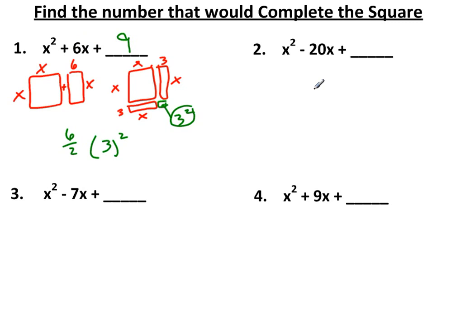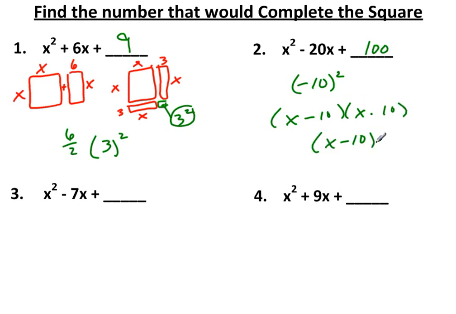So let's look over here. If I take my middle term, negative 20, and cut that in half, I get negative 10. Okay? And if I square that, I get 100. The reason this works is because this will now factor to x minus 10 times x minus 10, which gives me x minus 10 squared. Just as the first example would be x plus 3 times x plus 3, which gives me x plus 3 squared, which now will make problems much easier to solve.